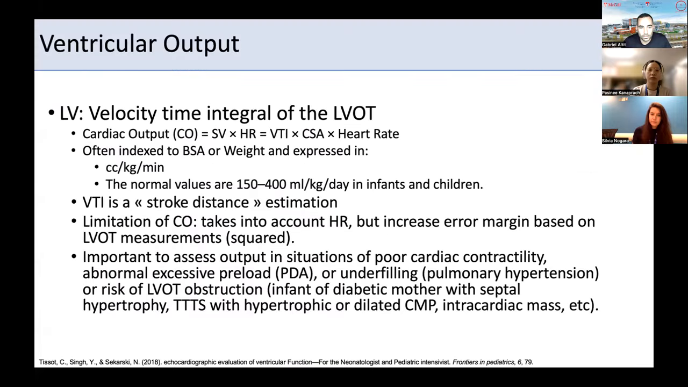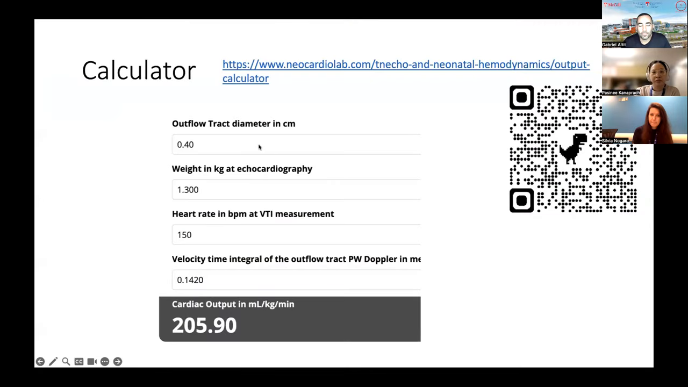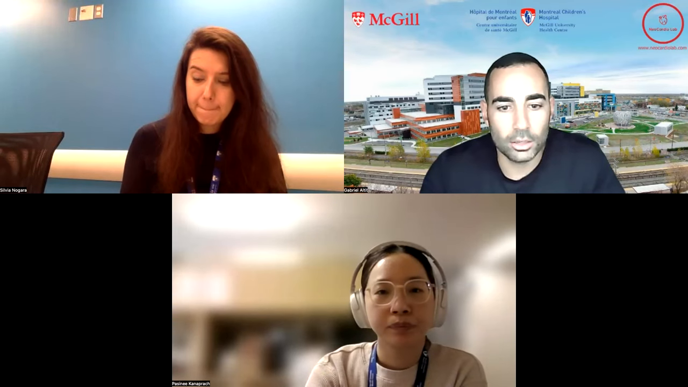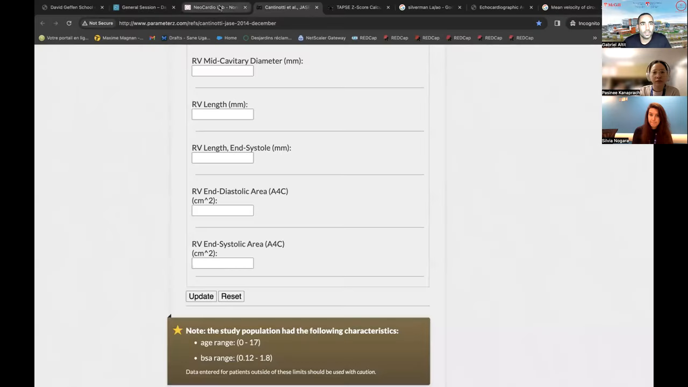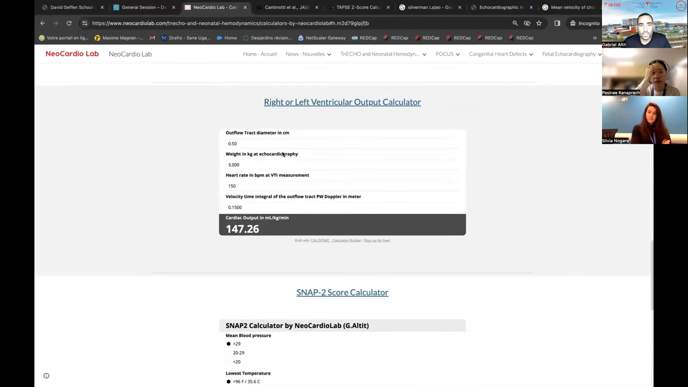Oh, did I remove the equation? I probably removed the equation, but I created a calculator here. If you go onto the NeoCardio Lab and you go in calculators, you're going to have an output calculator that's here, for right or left ventricular output. So you can put in the outflow tract diameter in centimeters, the weight of the patient, the heart rate, and then the velocity time integral that you get in meters. And then it will provide you an estimate of your cardiac output.